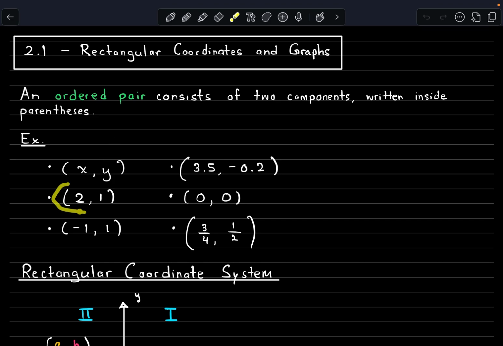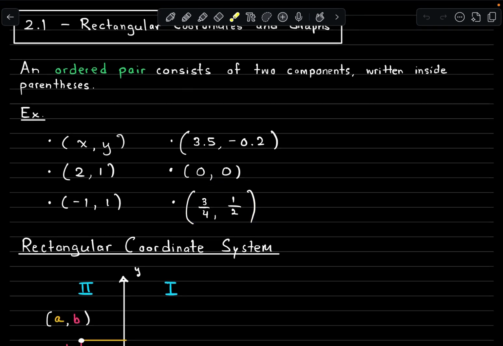And this might look something like 2 comma 1. You can have negative numbers, negative 1 comma 1. You could have decimals. You could have something like 0 comma 0. We're going to talk about what this is. This is called the origin on our coordinate plane. And you can even have fractions as coordinates.